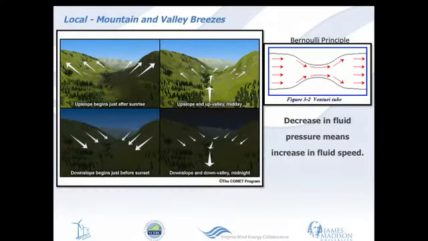And a similar one, more applicable to this region, is called mountain and valley breezes. Very similar effect with the heating and the cooling. The mountains and the valley heat and cool at different rates, which causes flow up the mountains out of the valley during the morning and during the day as they heat, and then down the mountains and down through the valley during the night as it cools.